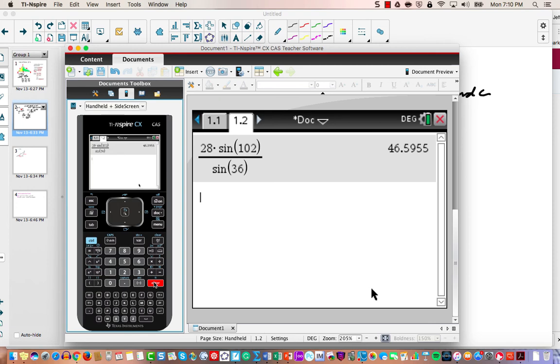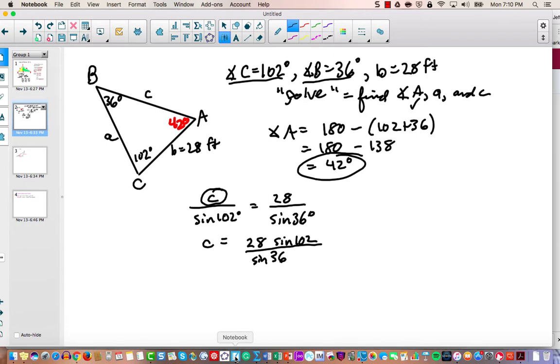So I'm going to switch back to my work here, and c is 46.6 degrees. I'm sorry, not degrees. c is 46.6 feet. That's what it would be, feet. And I'm going to circle that. So I've got capital A and little c, and now little a.